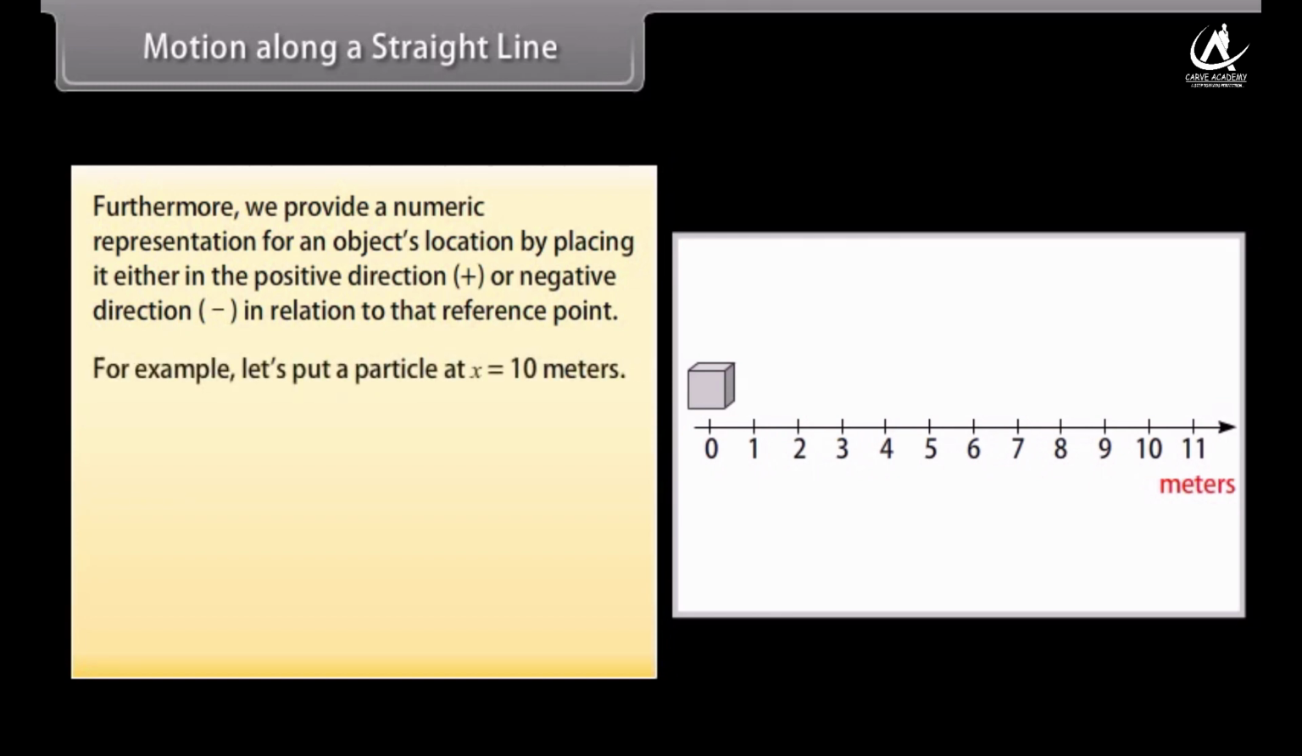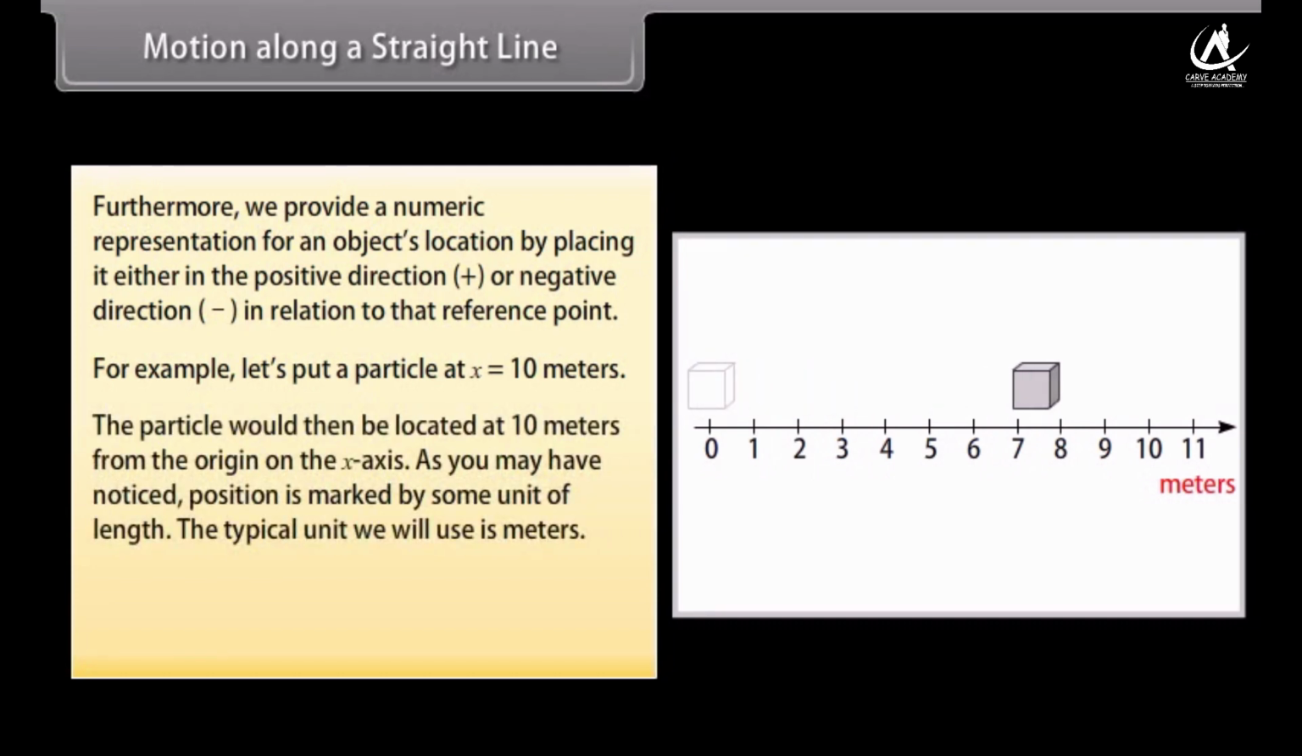For example, let's put a particle at x equal to 10 meters. The particle would then be located at 10 meters from the origin on the x-axis. As you may have noticed, position is marked by some unit of length. The typical unit we will use is meters.